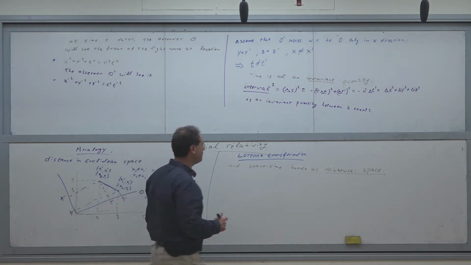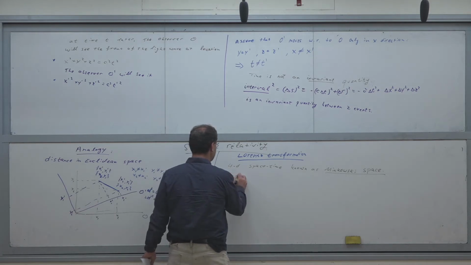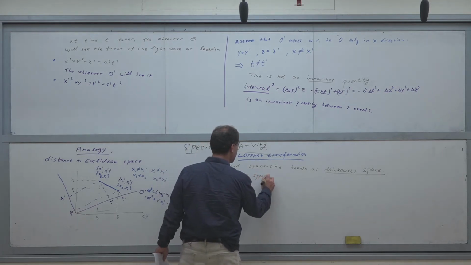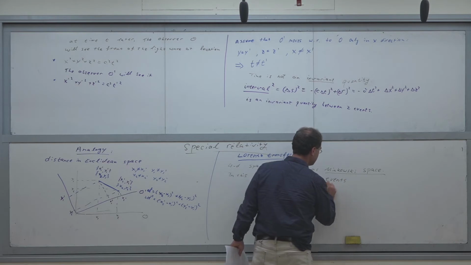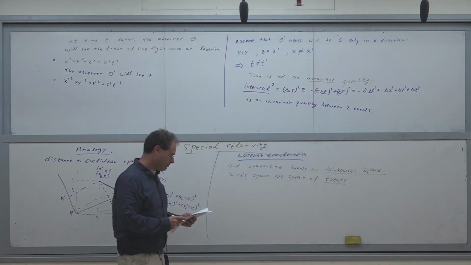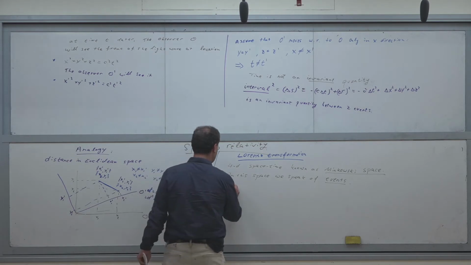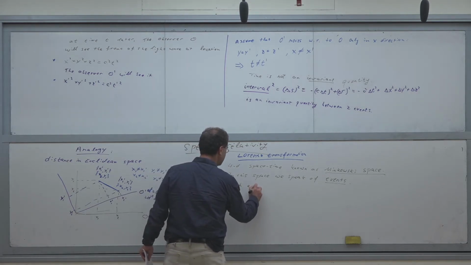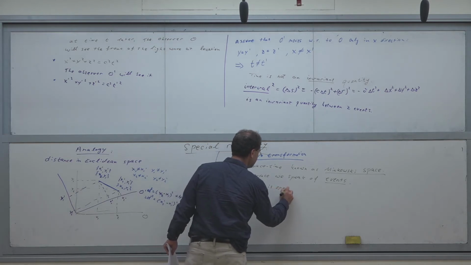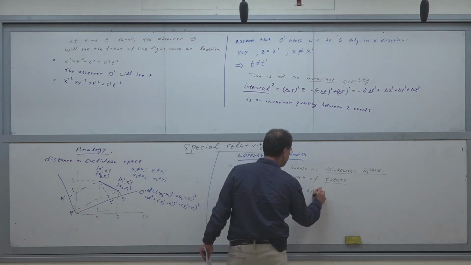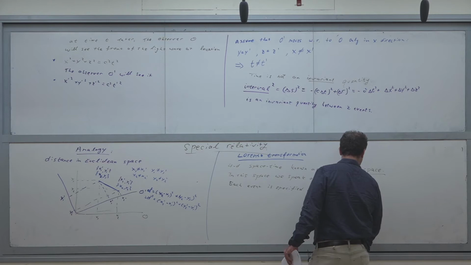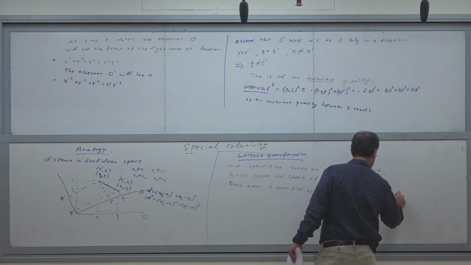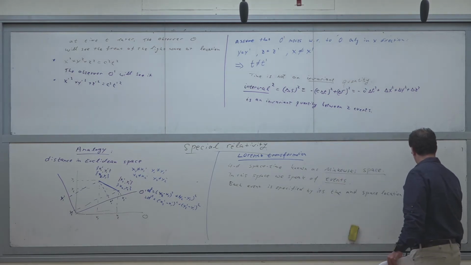So, to specify an event in Minkowski space, in this space, we speak of events. Okay? Each event is specified by its time and location, spatial location. So t, x, y, and z.